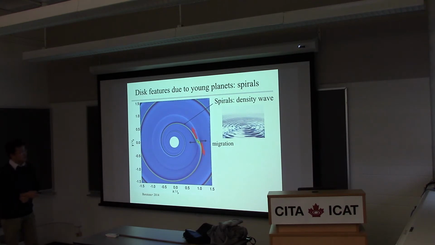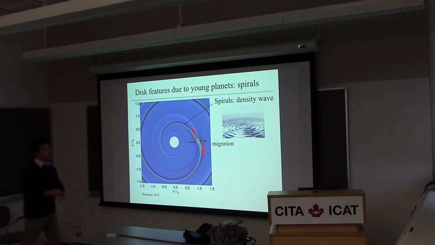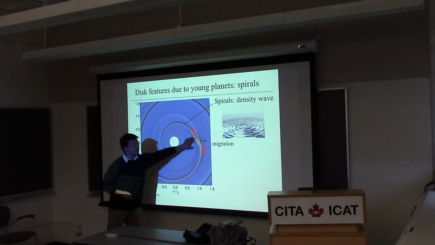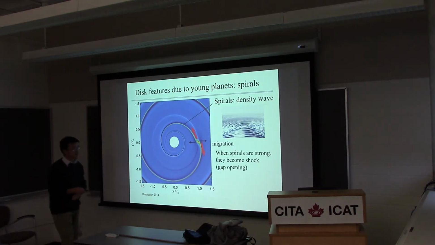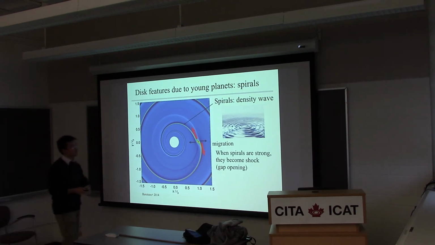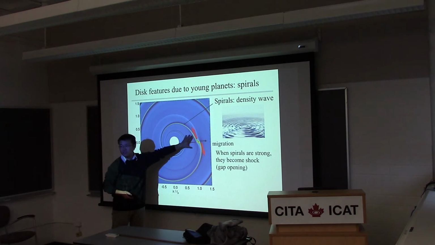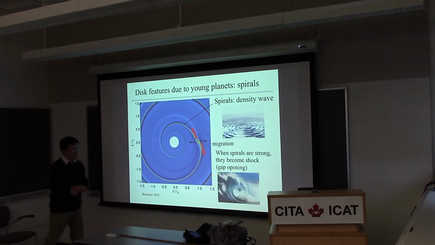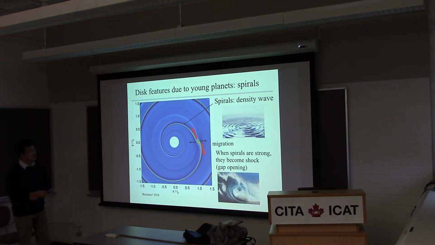So when these planets excite these waves, when they're very strong, for example, when the planet mass is very large, then these waves will become shocks, exactly like tsunamis. When they become shocks, then the wave could interact with the background disks and open gaps. Okay, so it's like this. So I talk about this gap opening.